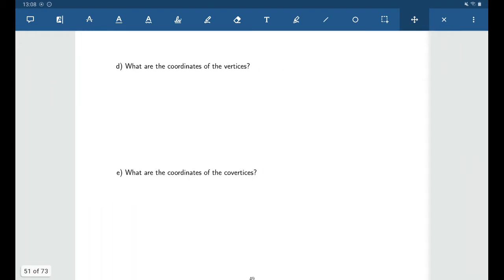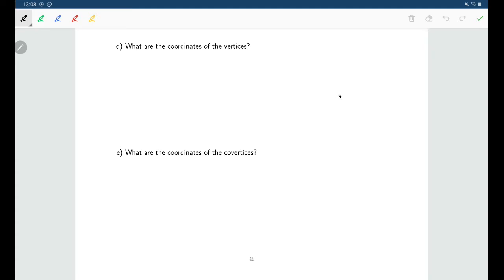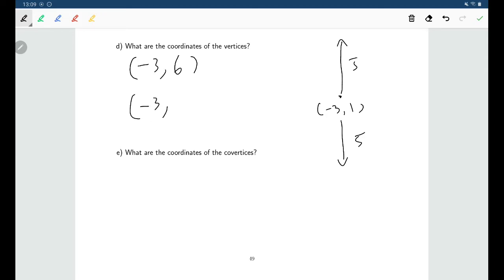So now that we've got that settled, it's easy enough for us to find the coordinates for our vertices and our co-vertices. So again, we have our center of -3, 1, and we said that we were going to go for the two vertices 5 units up and 5 units down. So if you went from that point 5 units up, you'd be adding 5 to the y coordinate. That would make you have the point -3, 6. And if you went 5 units down, you'd be subtracting 5 from the y coordinate. You'd be at -3, -4.